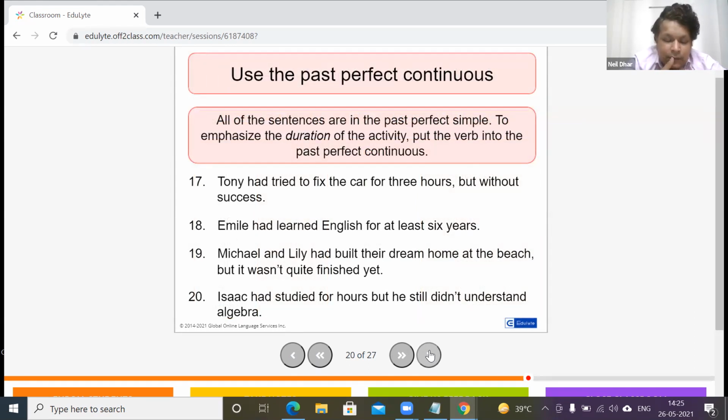Let's use the past perfect continuous. All the sentences are in the past perfect simple. To emphasize the duration of the activity, put the verb into the past perfect continuous. Tony had tried to fix the car for 3 hours, but without success. Let's see, learned. So this is in past simple. Let's make it past perfect continuous.